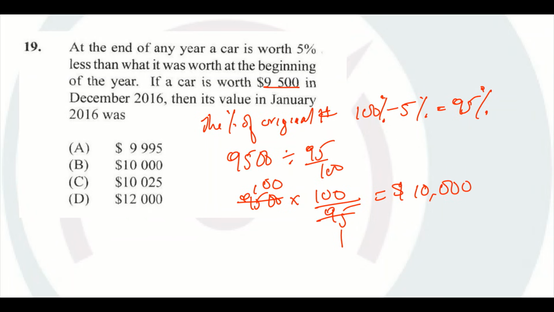And you could test the answers here. You could simply find 5% of this number, any one of these, and see which one will give you about 9,500. That's another way of doing it. So there are many ways of doing them, but I'm only looking at one way for now in the interest of time.